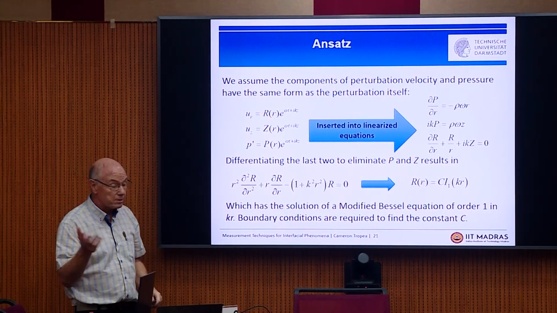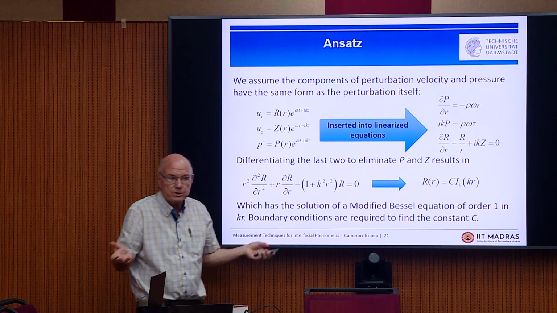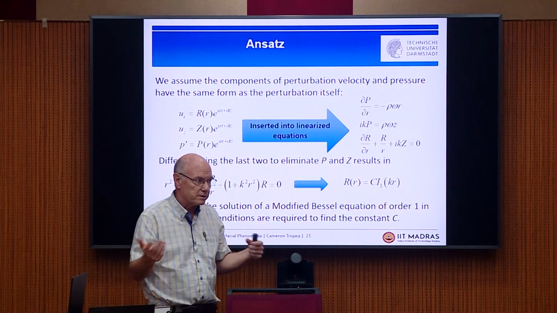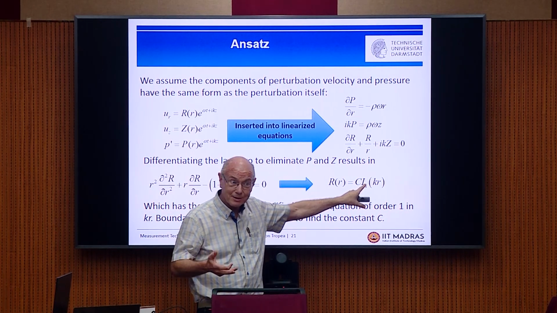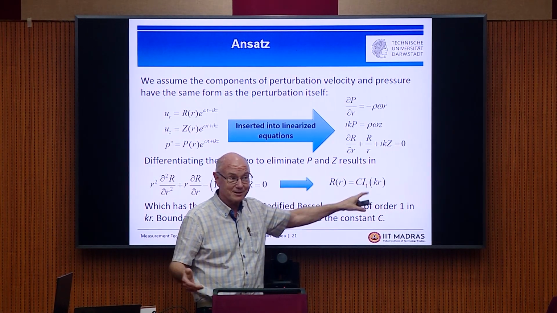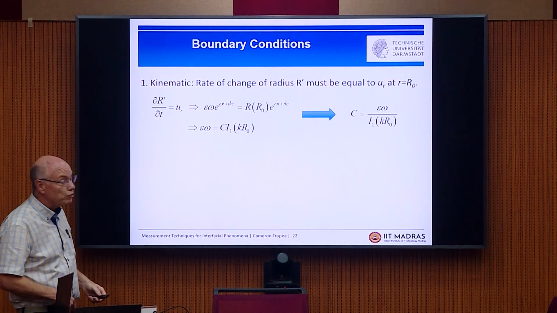But we have a constant, and that constant is given by the boundary. It's like always, you need the boundary conditions to get the constants. So this is an infinite number of solutions, but the one we want, we define with our boundary conditions. And so we have two boundary conditions.